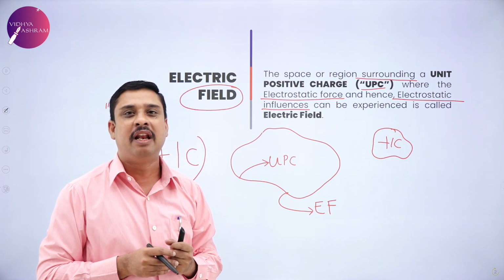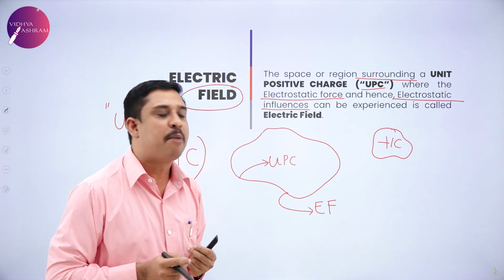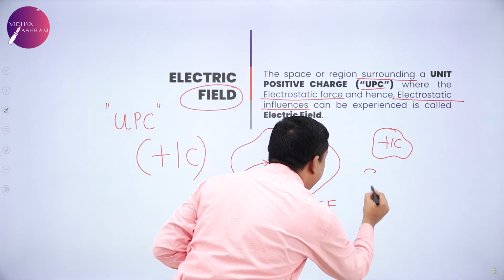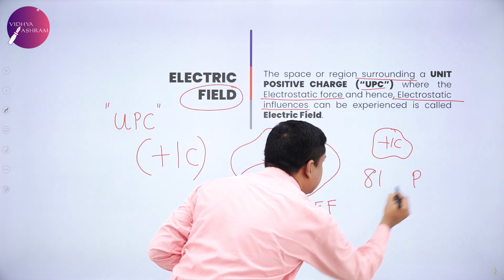See, for example, there are two classes happening. In room number 81, a physics class is happening.